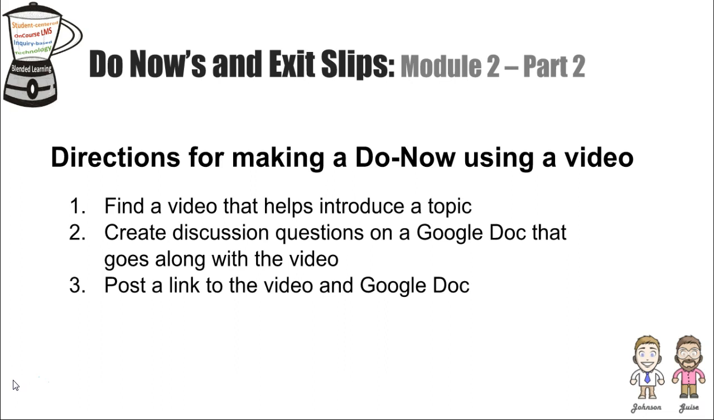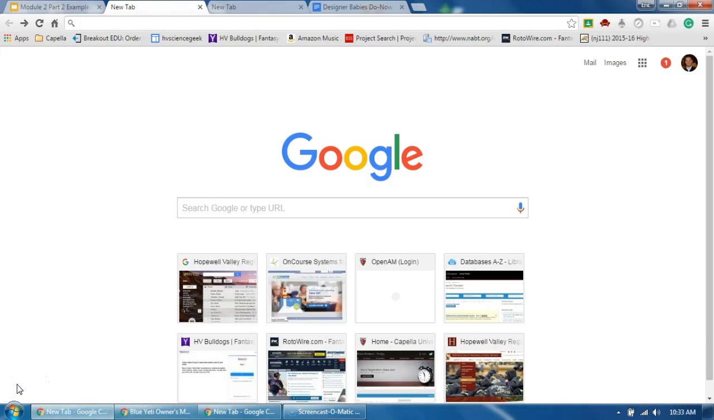These discussion questions can be put into a Google Doc that goes along with the video, and we can post a link to the video on the Google Doc that has the questions. So let's go over a quick example of how to use a video to create discussion questions for a do now or an exit slip.